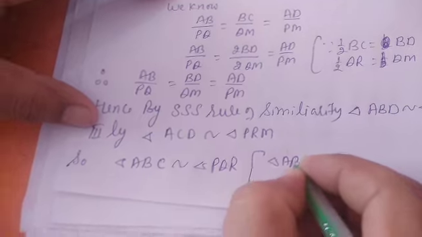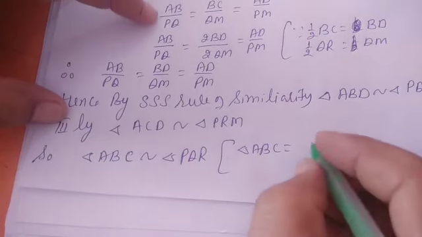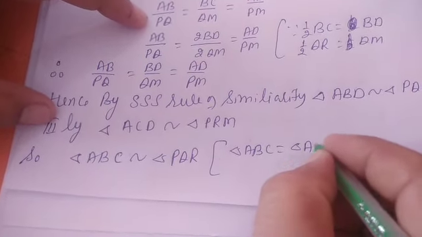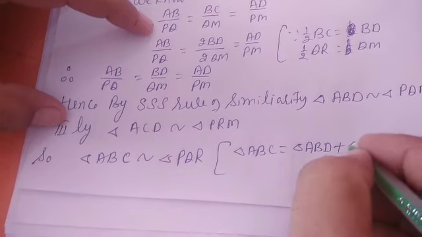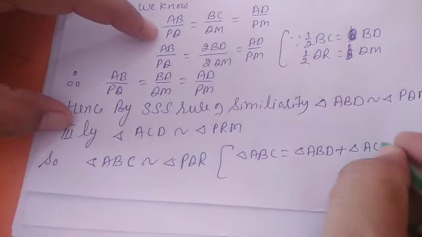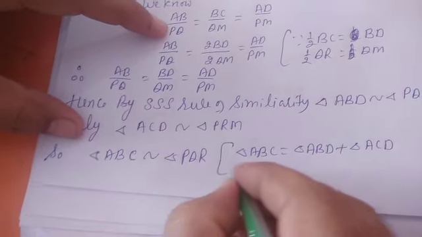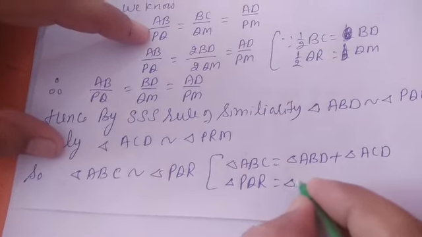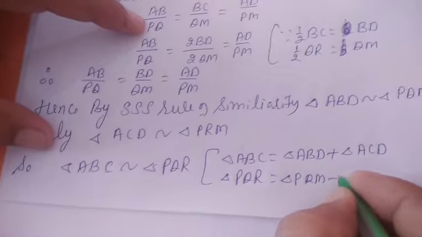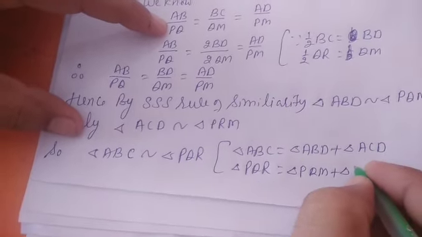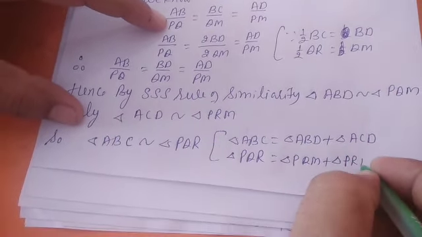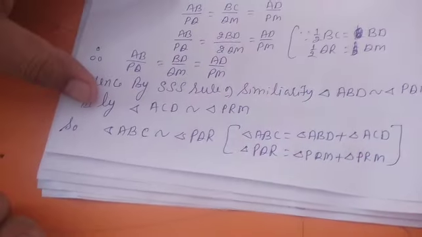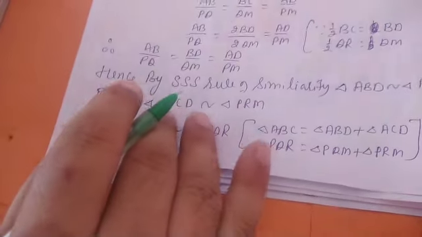Triangle ABC is equal to the sum of what? Triangle ABD plus triangle ACD. Similarly, triangle PQR is equal to triangle PQM plus triangle PRM. Understood?